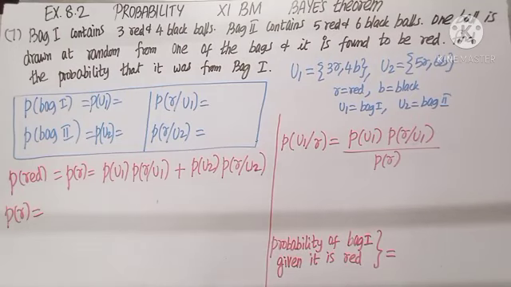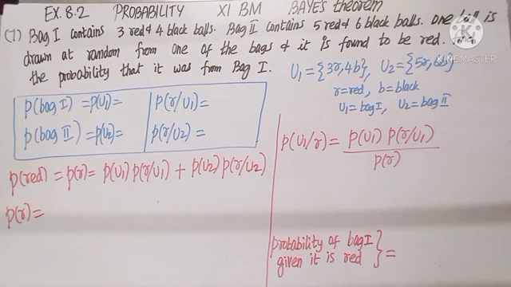Question number 7. Bag 1 contains 3 red and 4 black balls. Bag 2 contains 5 red and 6 black balls. One ball is drawn at random from one of the bags and it is found to be red.